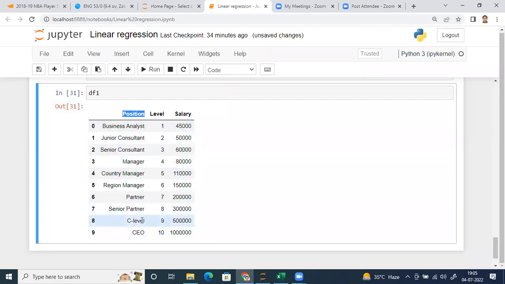Then C level, then senior partner, and the lowest level, with the lowest numeric weightage, goes to business analyst. Already that has been given in the level column, so there is no point of taking the business column. We can drop that column.